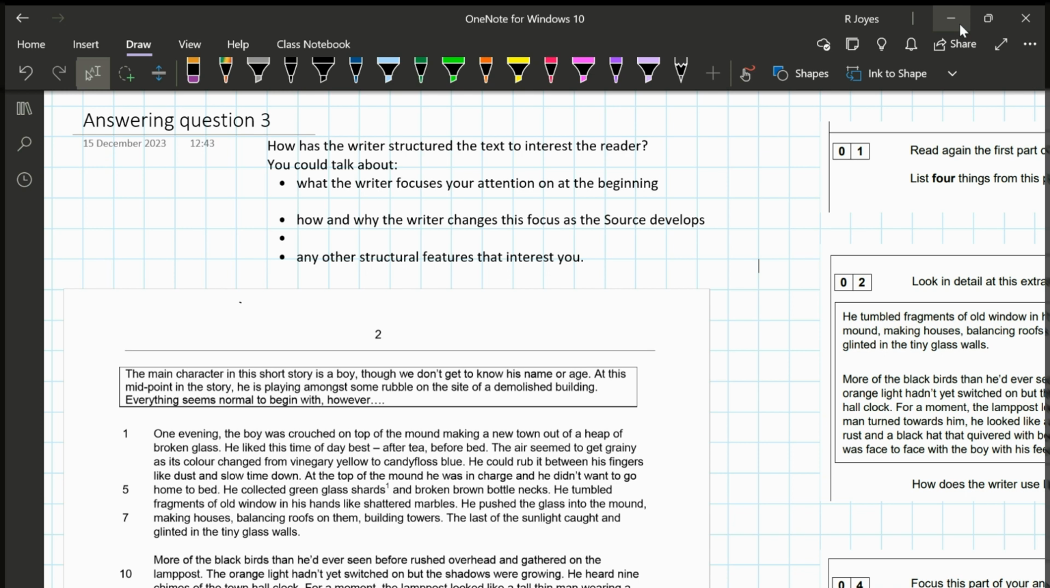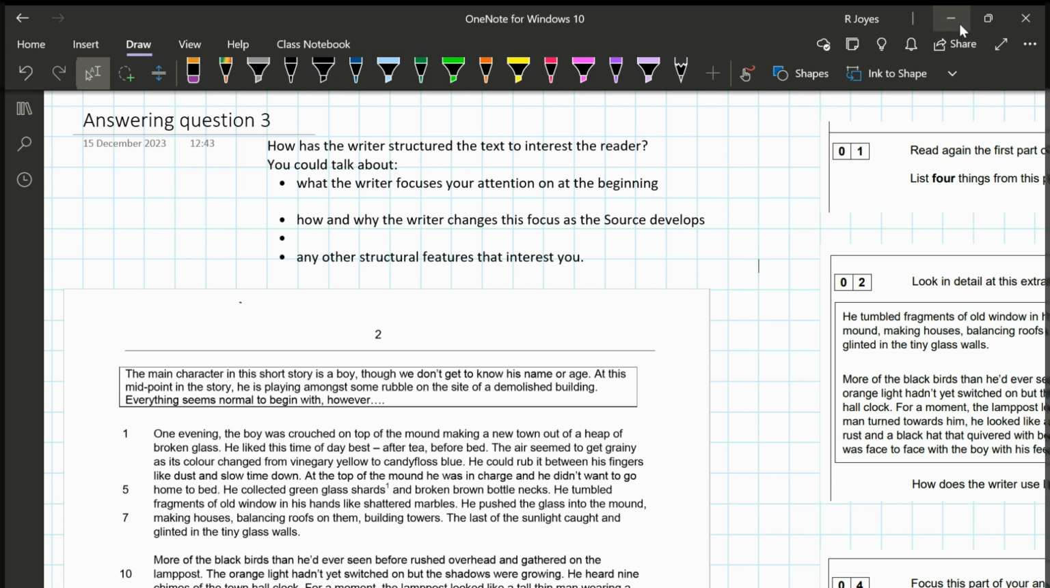So, how has the writer structured the text to interest the reader? You could talk about what the writer focuses your attention on at the beginning, how and why this writer changes this focus as the source develops, and any other structural features that interest you. These three bullet points should really be "should" rather than "could". And what we can actually do is take these bullet points and adjust them so that they become sentence starters.